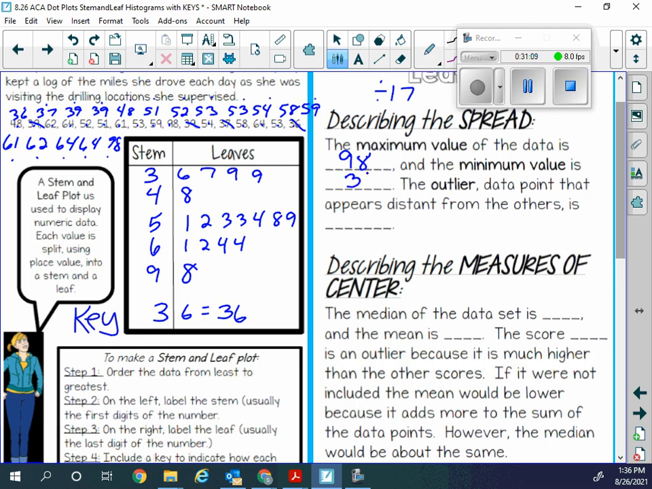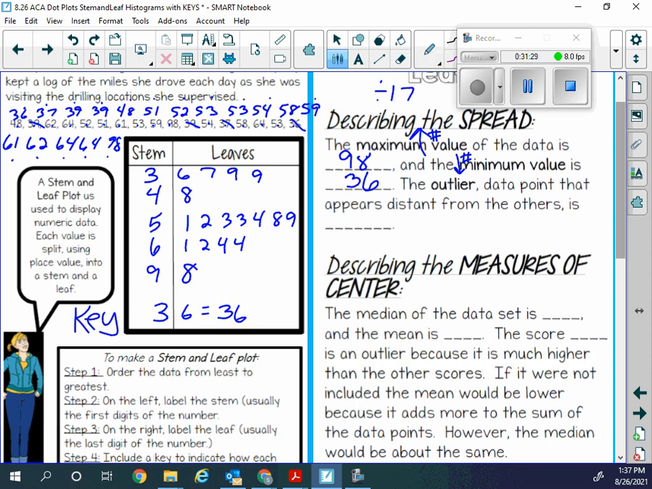Guys, if you're having trouble, no one's asking me, but yet no one's answering, so it makes me think you don't know. Maximum means the highest number. Minimum means the lowest number of the data, okay?